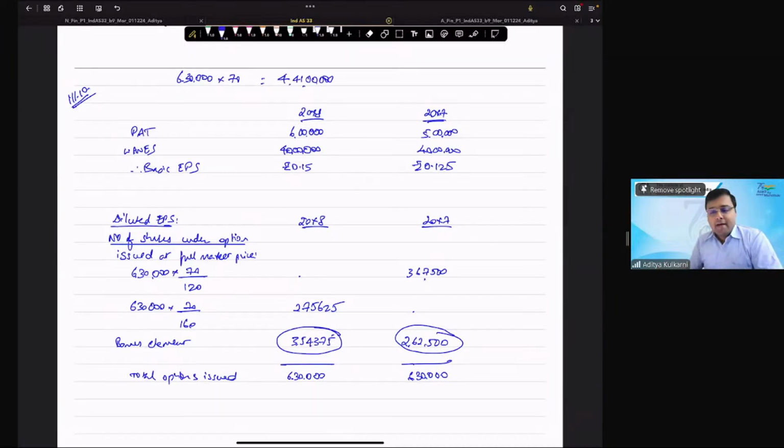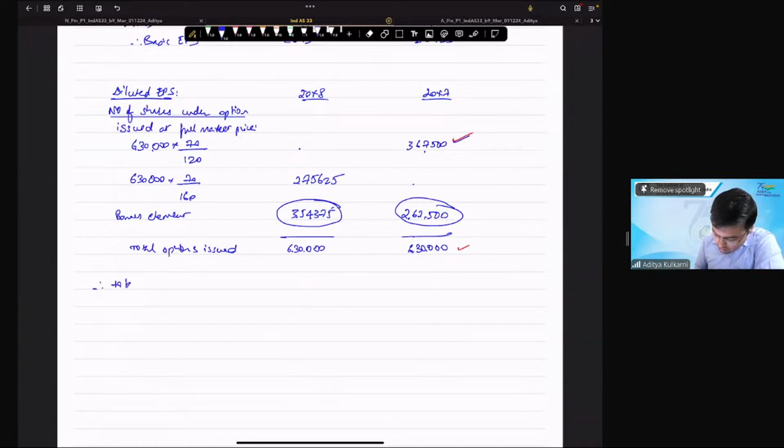But if I had to go to the open market and collect this same amount, how many shares would I have to issue? Take the fair value divided by 120. So how much would I issue? 3,67,500. Yes or no? Yes, sir. But how much are you issuing? 6,30,000. So what is the bonus element? That is nothing but the balancing figure, 2,62,500. Did you follow? Yes, sir. Same for 20x8. Now, what is your total number of shares?